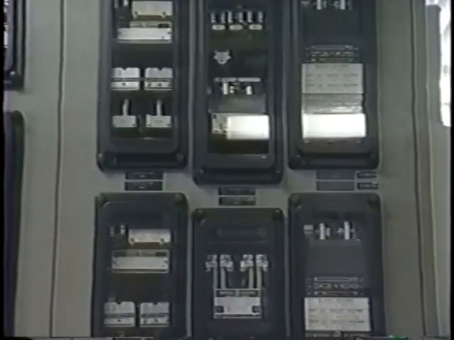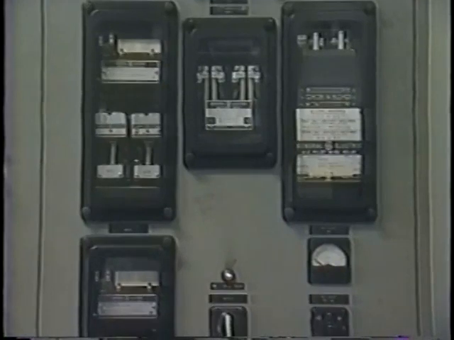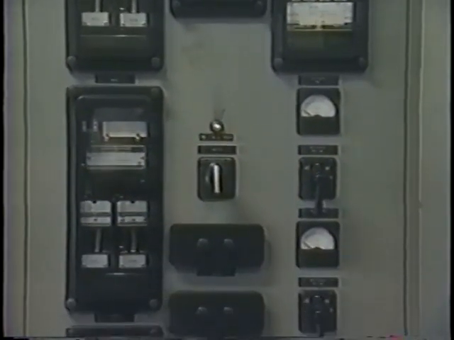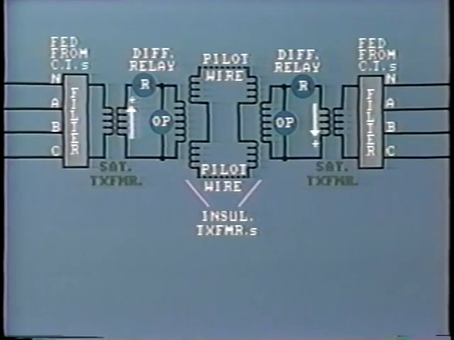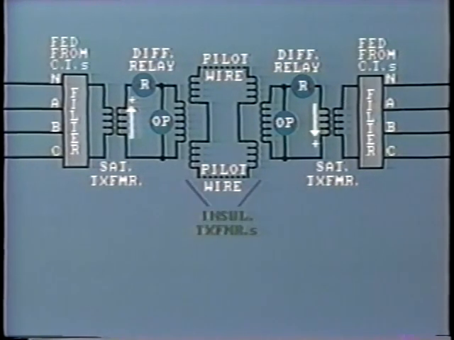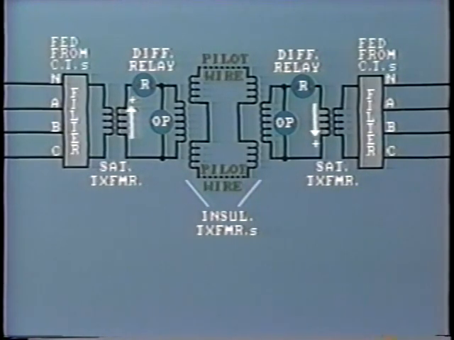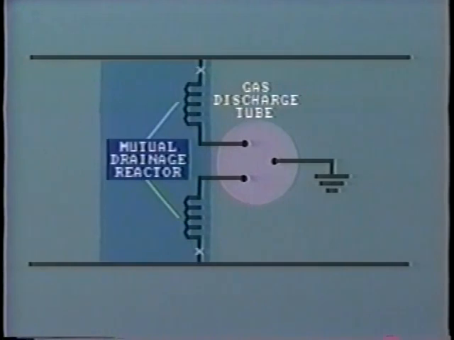So we can see that the simple pilot wire system is not so simple after all. A considerable amount of equipment is required at each end of the pilot wire. We need the sequence filters, the saturating transformer, the actual tripping relays, the insulating transformer, and then protection for the pilot wire itself. That is, the neutralizing transformer and the mutual drainage reactors.